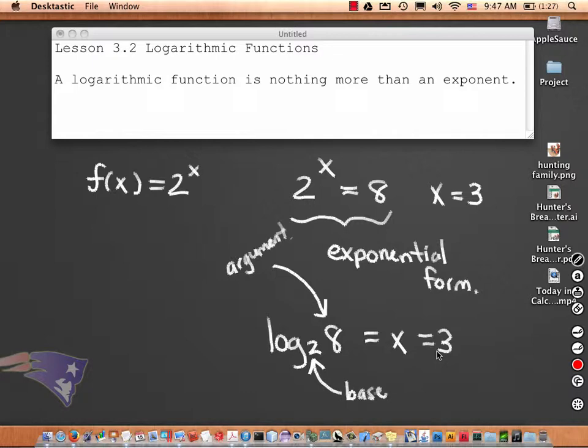Whenever I talk about a logarithm, really all I mean is a power, an exponent. So what is the exponent that I'm looking for? That's what I mean by logarithm. Any questions on that so far? Okay, let's look at the following.